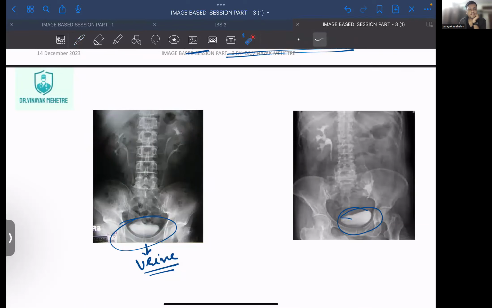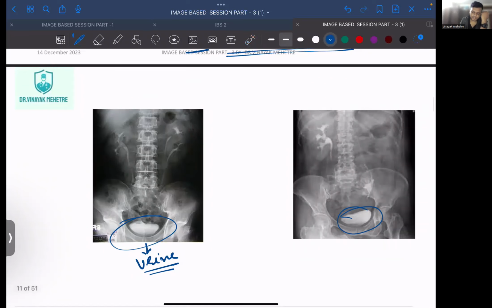Right. Whenever you are getting an X-ray of kidney, compare with other side. We are seeing normal ureter and calyces on the first side. Take a look at opposite side. We are seeing two ureter, right? We are seeing two ureter. So it is ectopic ureter.